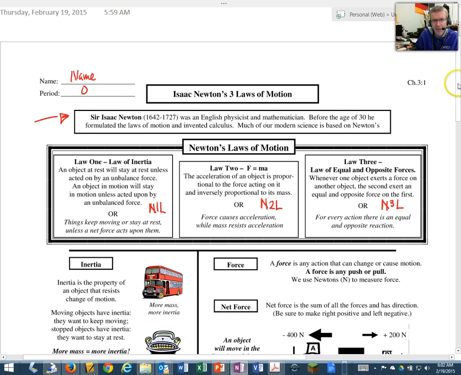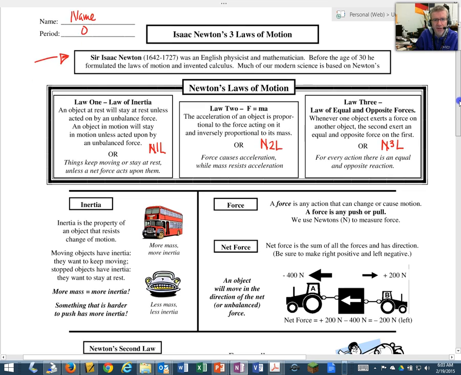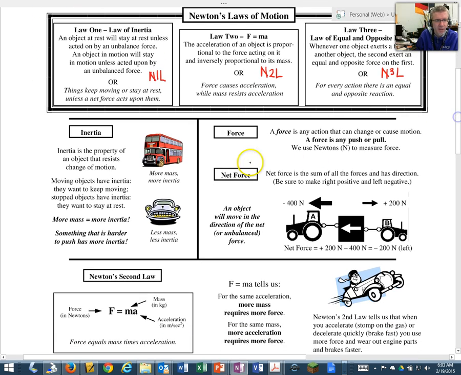Then if you take a look further down the page, you've got a little bit of a summary of inertia. One of the keys is if you have more mass, you have more inertia. And then a force, we pulled on things a lot, but we also need to make sure that a force can be a push as well as a pull. Either one of those, if it causes motion or changes motion, it's a force.